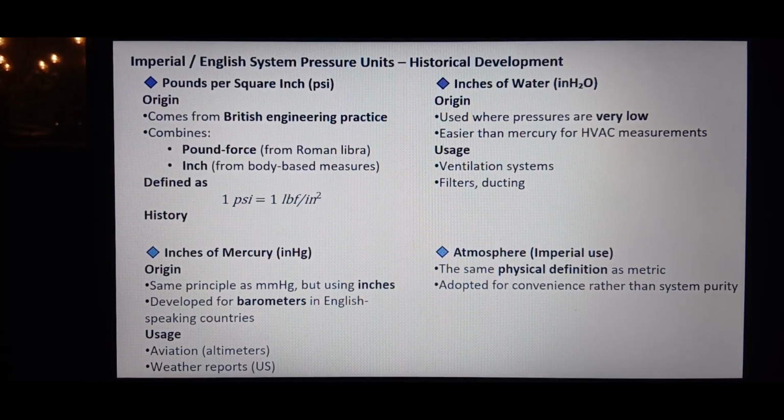Atmosphere, the imperial use, the same physical definition as metric, adopted for convenience rather than system purity.